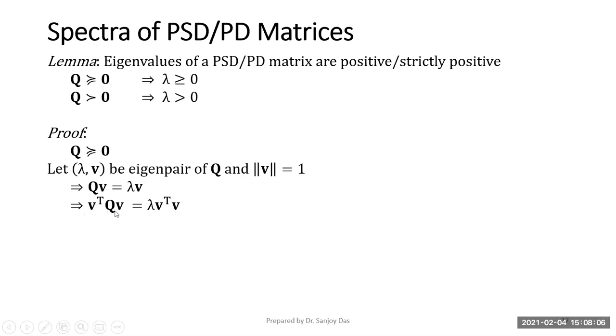So V transpose QV equals V transpose lambda V, but since lambda is a scalar, I can move it to the left side. So this is lambda V transpose V, which is equal to lambda times, by definition, V transpose V is the L2 norm of V squared, right? So this is equal to lambda times L2 norm of V squared, which is equal to lambda because this is a unit vector. So V transpose QV equals lambda.